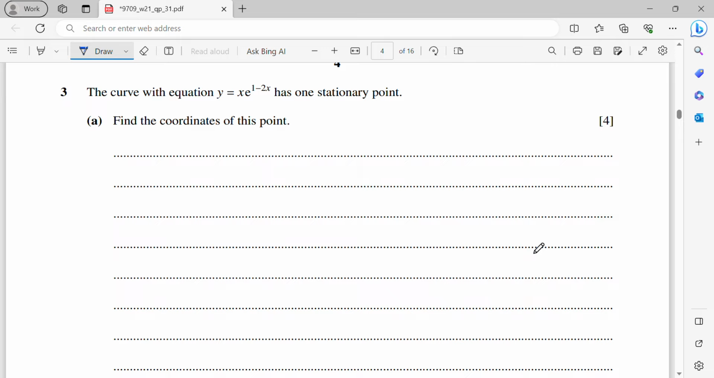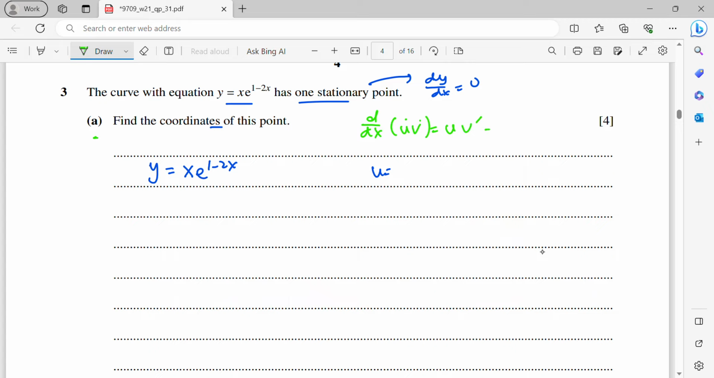Okay, now for question number 3, the curve with equation y equals x e^(1 minus 2x) has one stationary point. Stationary points means dy/dx equals 0. Now find the coordinates of this point. Your y is x e^(1 minus 2x). Here I will have to use the product rule. For your information, d/dx of uv, product of two functions of x, will be uv prime plus vu prime.